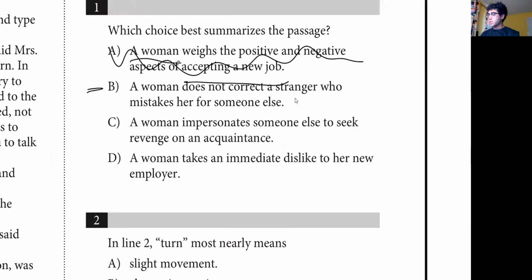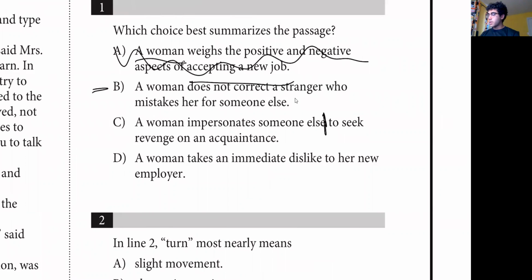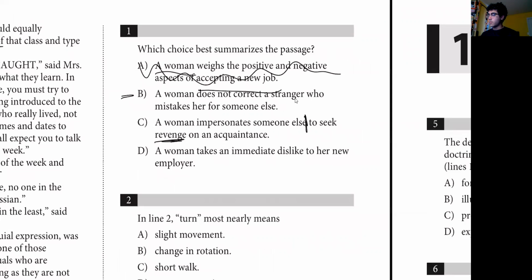C, a woman impersonates someone else to seek revenge on an acquaintance. She does impersonate someone, so this part is right, up to here. But she does not do it to seek revenge on an acquaintance. She doesn't know these people. She has no idea. And nor is she doing it to seek revenge. So those two parts are wrong, because remember, the whole answer must be correct in order for the choice to be right. Therefore, C is incorrect.